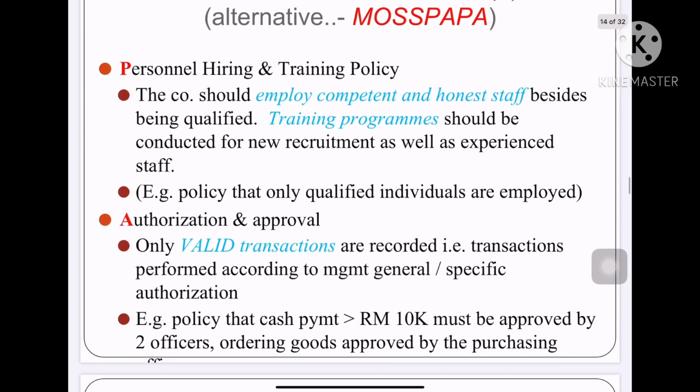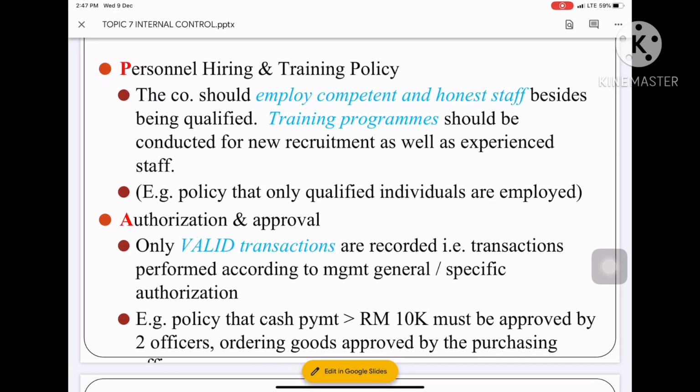All right, next one will be personnel hiring and training policy. The company should employ competent and honest staff besides being qualified. Nowadays it's quite difficult to find honest staff, right? Competent means we are able to get people who are knowledgeable enough to do this kind of work. Training programs should be conducted for new recruits as well as experienced staff.